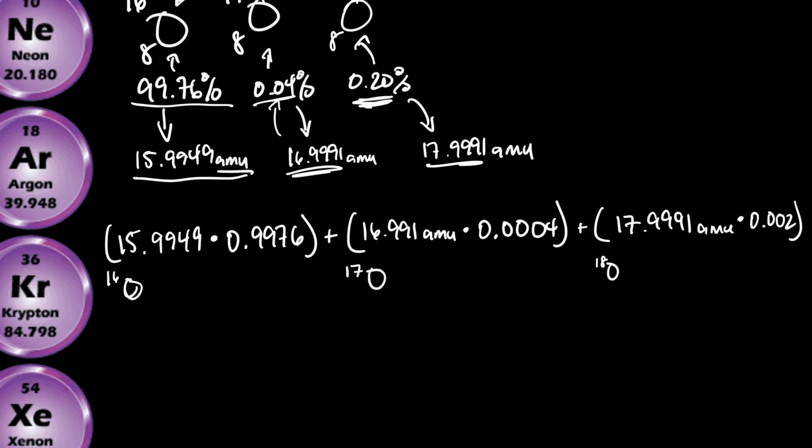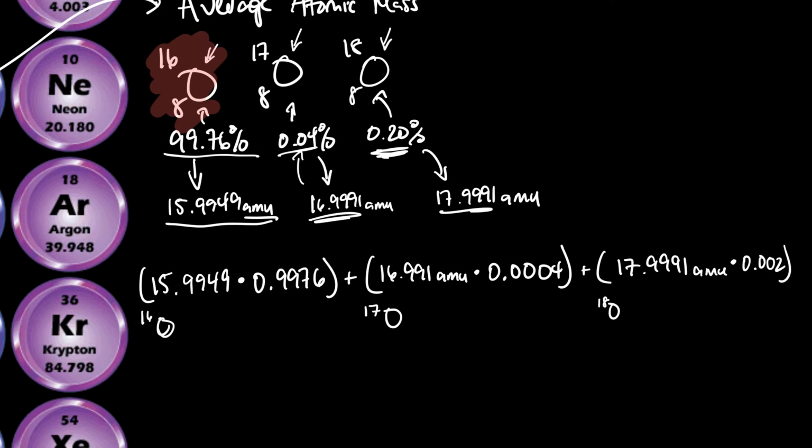I'm just going to highlight it again. Here we have oxygen. I'm going to show you oxygen 16. Here is the mass, and here is its percent abundance. I take the mass and multiply by the fractional abundance, so you're just moving the decimal twice to the left.